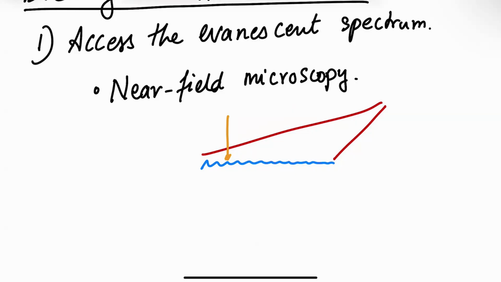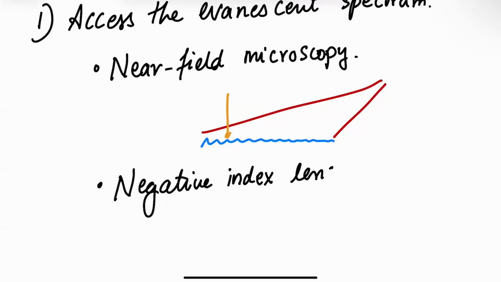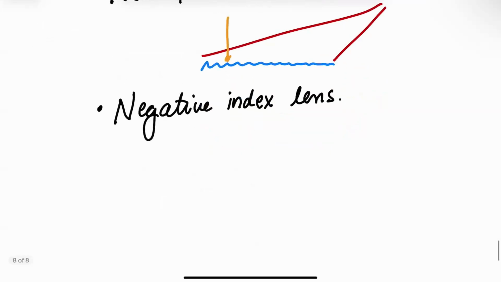Okay. Another way to do it, which has received a lot of attention over the last few years, is to use what is called a negative index lens. We haven't really discussed it in this class. You're welcome to look it up. But essentially, it's a flat lens where epsilon is less than 0 and mu is less than 0.